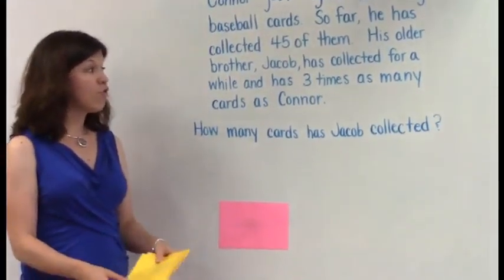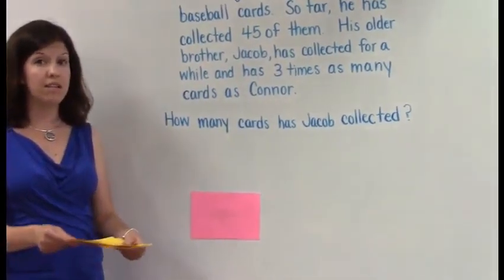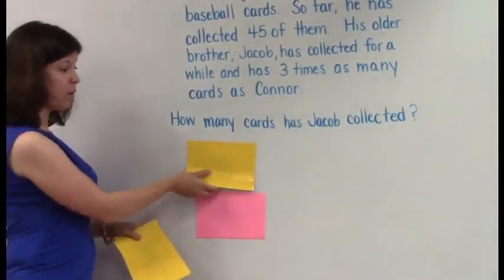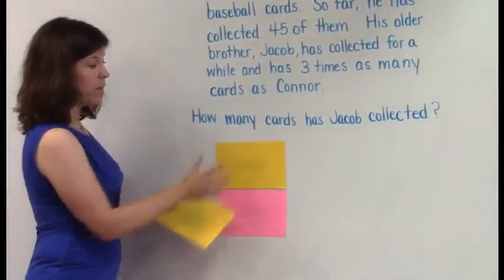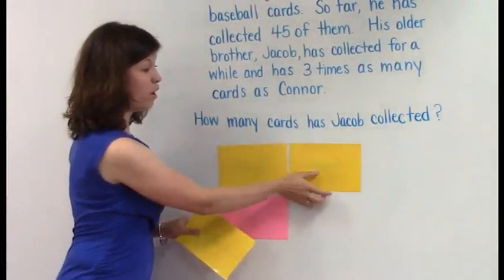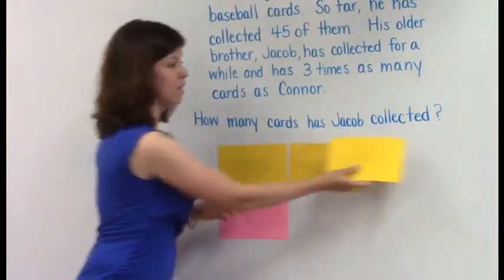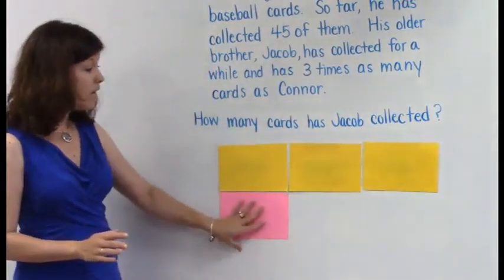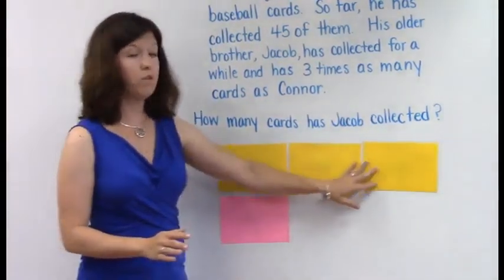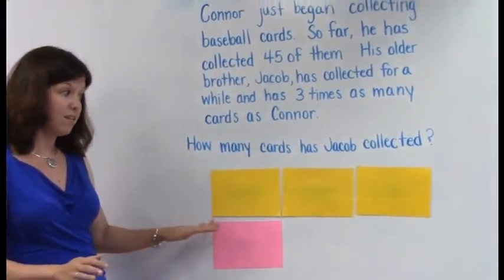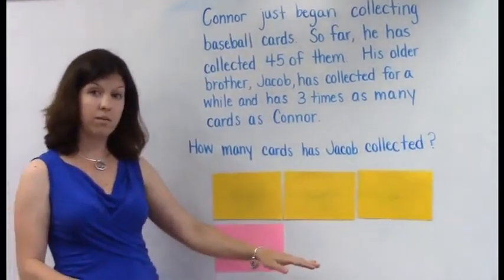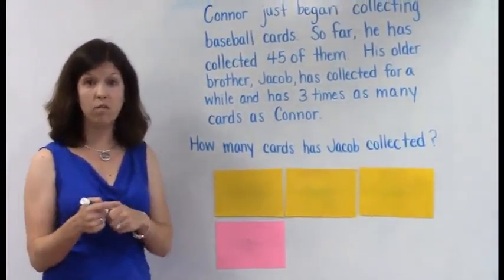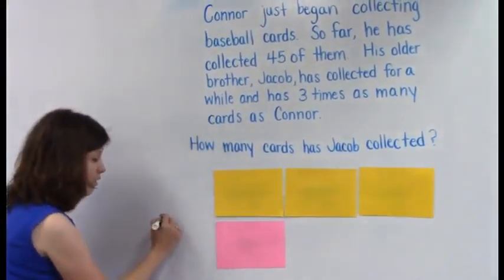Now Jacob has 3 times as many cards as Connor. So I'm going to take, this time, a yellow block, and I'm going to build a second bar. And this time, I'm going to make the bar 3 times longer than the first bar. Now, each of these blocks that I've used to build the bars is the same size, so they represent the same value.